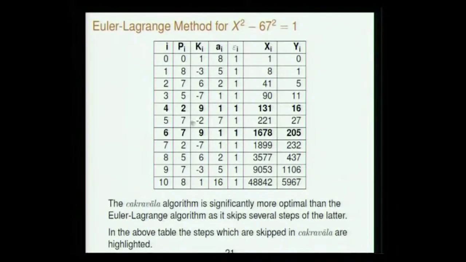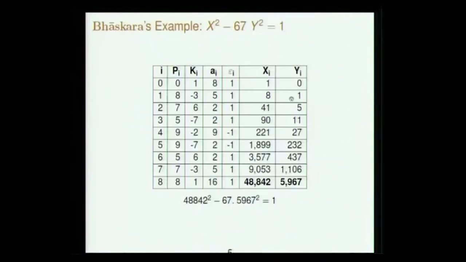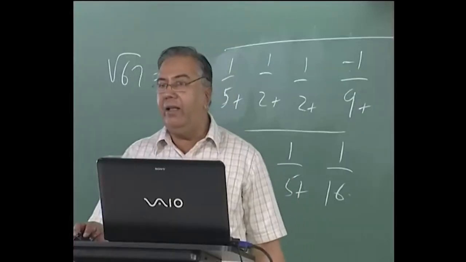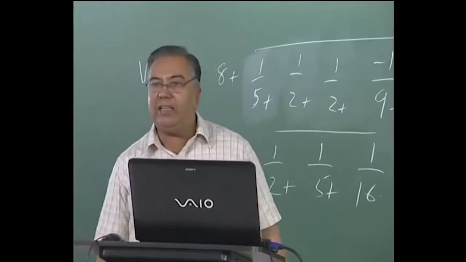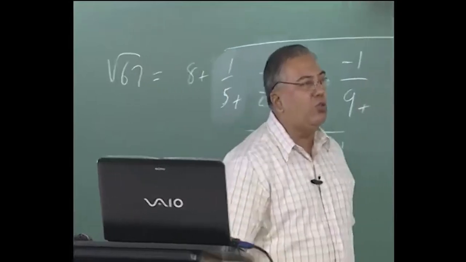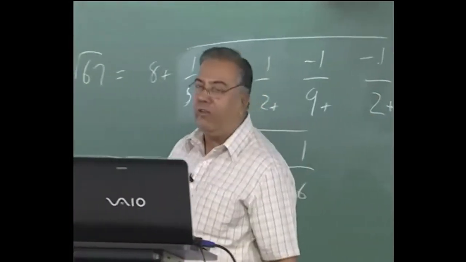To see where it is differing, these two rows which are highlighted, those two rows are skipped in Chakravala. So, how do we see that? You remember this, in step 3, you have 5, minus 7, and the solution is 90, 11, right? And now, what does Chakravala give us? 5, minus 7, 90, 11. Now, to 5, you could have added 2 or 9 or 16. But in the Euler-Lagrange process, 9 is barred. 9 squared is 81, that is larger than 67. So, you have to choose only 2, whose square is lesser than 67.